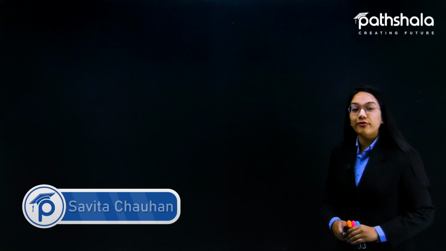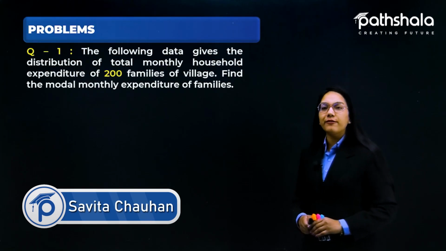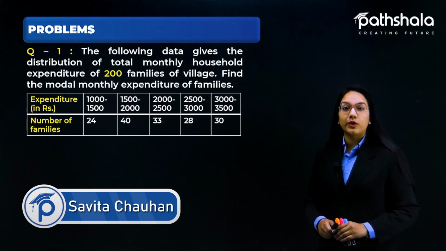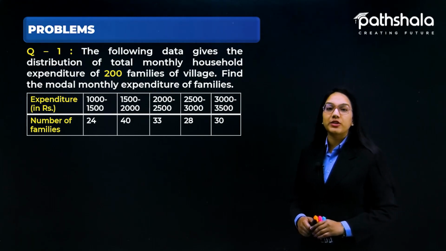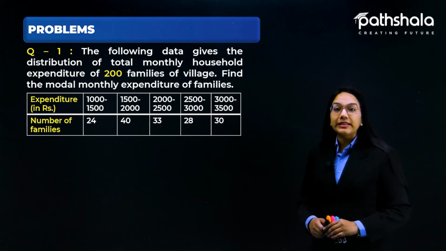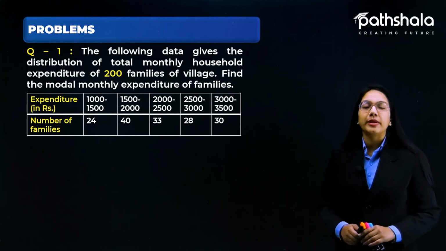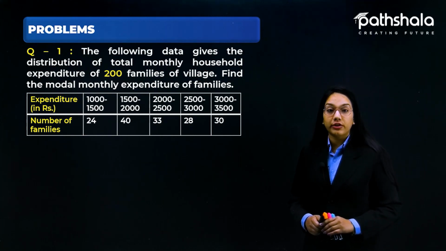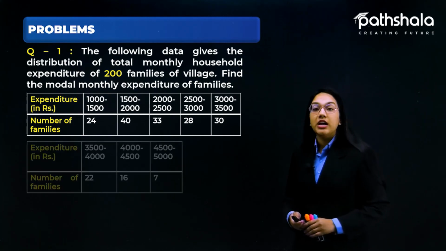Now let's move on further towards the problems. The very first question says the following data gives the distribution of the total monthly household expenditure of 200 families of the village. Find the modal monthly expenditure of the family. So we have to find out the modal monthly expenditure of the families.